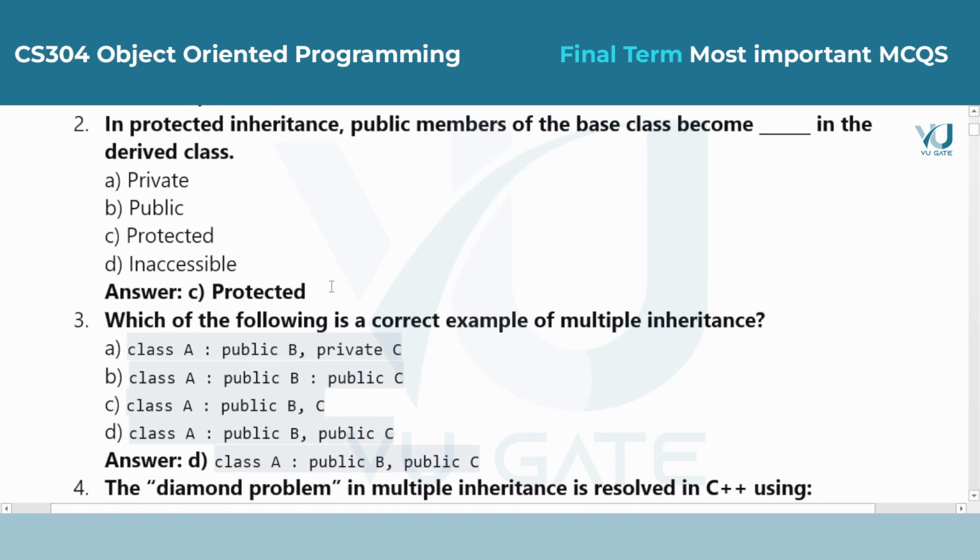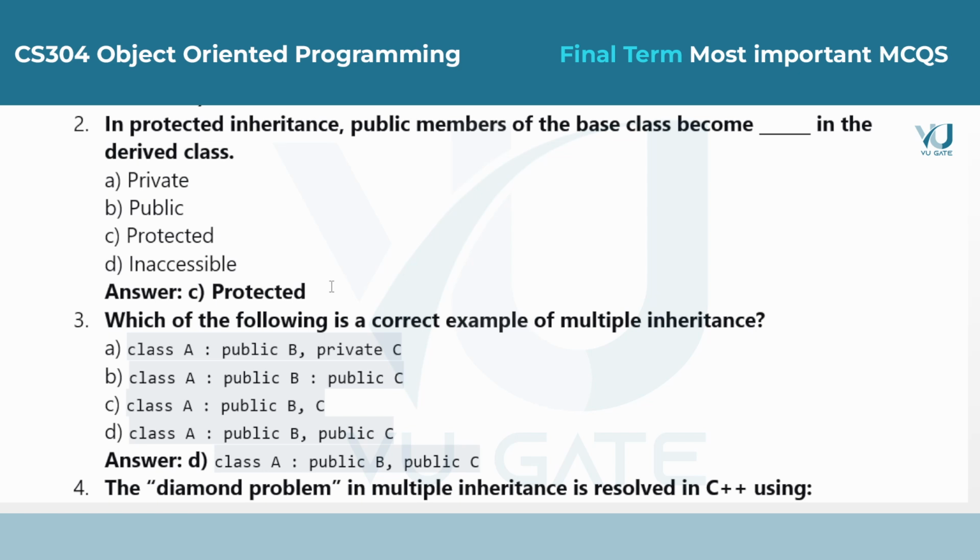Q2. In protected inheritance, public members of the base class become what in the derived class? Answer. C. Protected. Explanation. When using protected inheritance, both the public and protected members of the base class are treated as protected within the derived class.